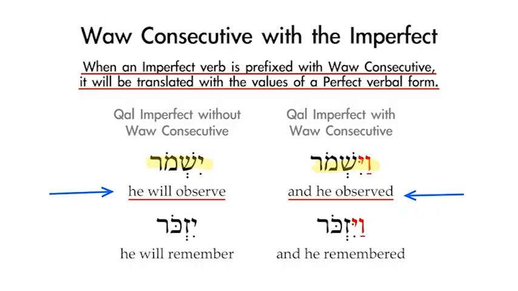Let's look at another example. Our second example, yizkor, translated he will remember, and then wayizkor with the waw consecutive, translated and he remembered, simple past. The waw consecutive is a special form of the conjunction waw prefixed to the imperfect verb. It is spelled with a patach and a dagesh forte.